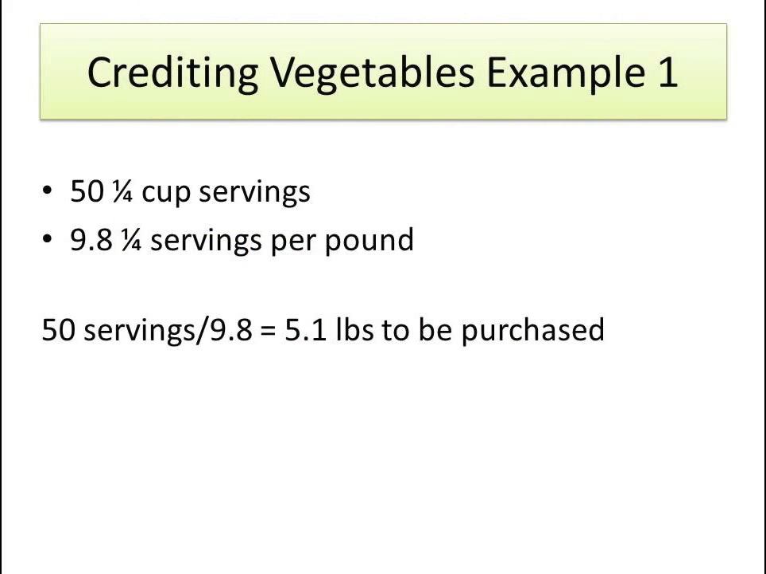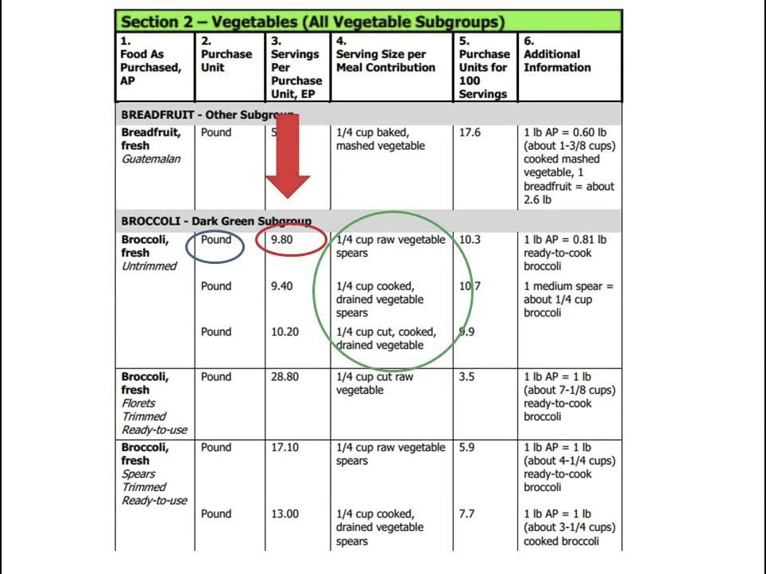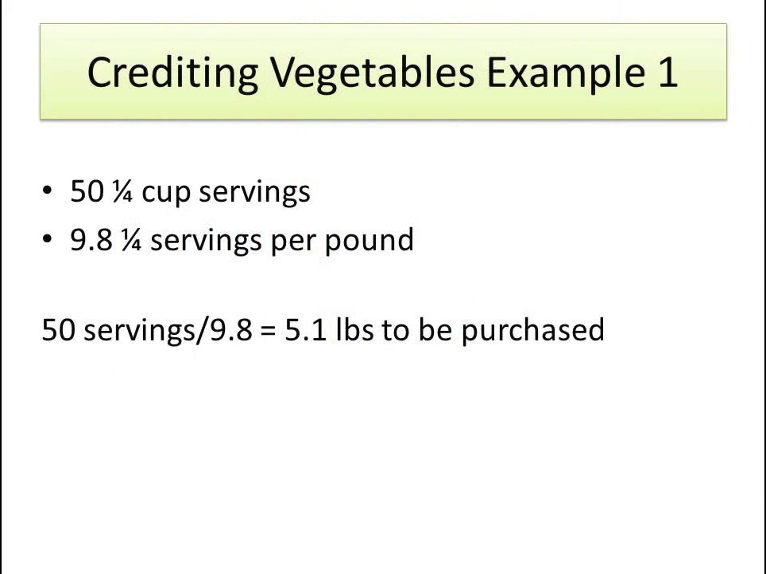For example, if we knew that we needed 50 1/4 cup servings of raw broccoli for our salad bar, and we know from the food buying guide that every pound of raw broccoli gives us 9.8 1/4 cup servings, we would take the 50 servings and divide it by 9.8. This will tell us the total number of pounds we need to purchase to get 50 servings. So we would need to purchase 5.1 pounds of raw untrimmed broccoli to give us 50 1/4 cup ready-to-eat servings.